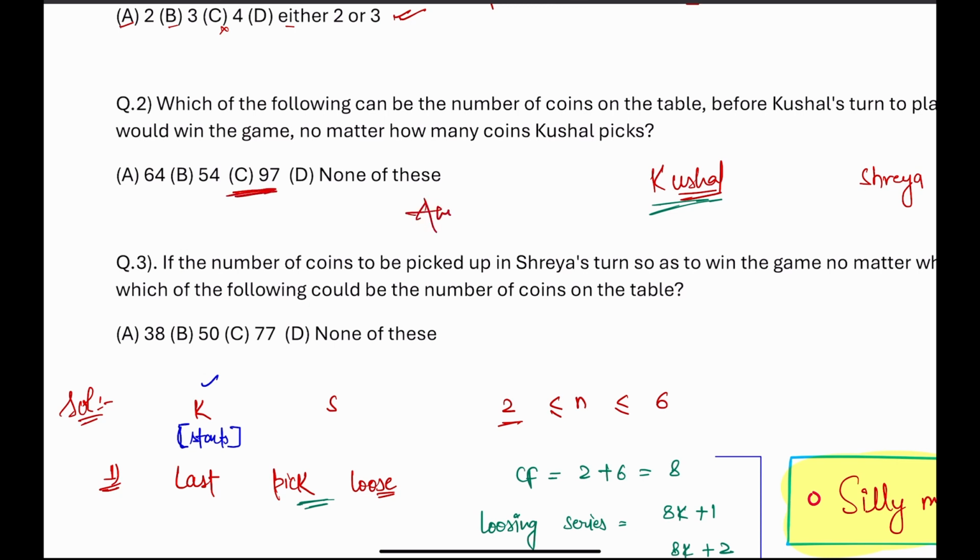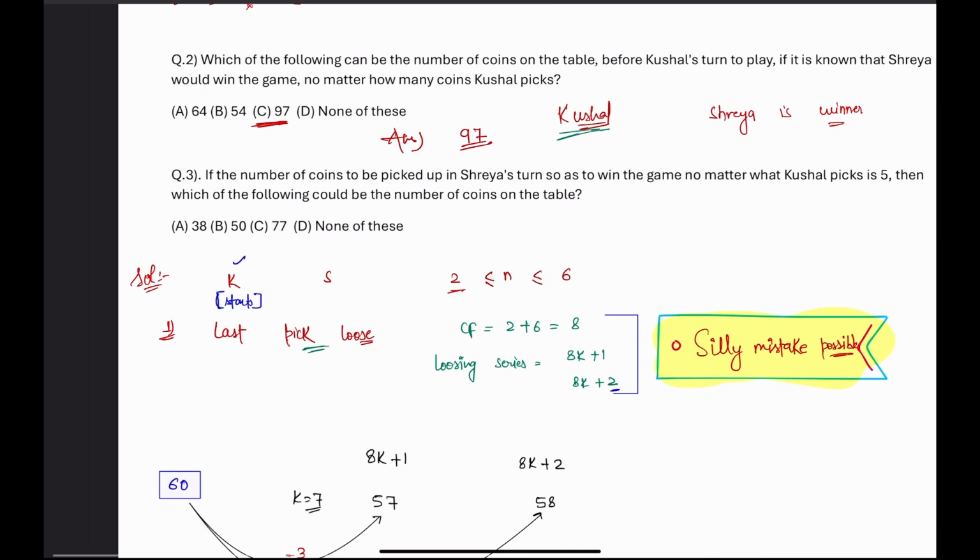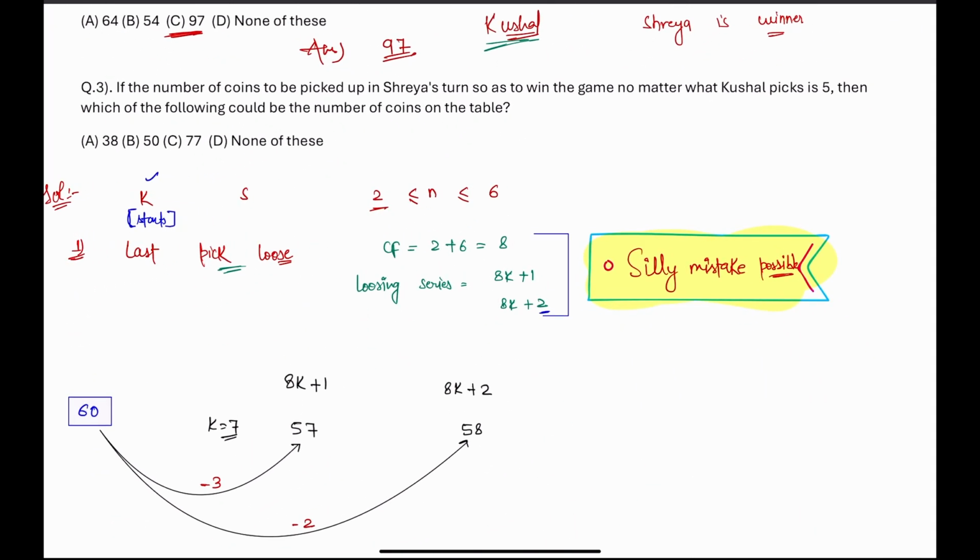So the answer for this question is 97. Okay, so last question of the series, let's try to read it. If the number of coins to be picked up in Shreya's turn, so as to win the game no matter what Kushal picks, is 5, then which of the following could be the number?